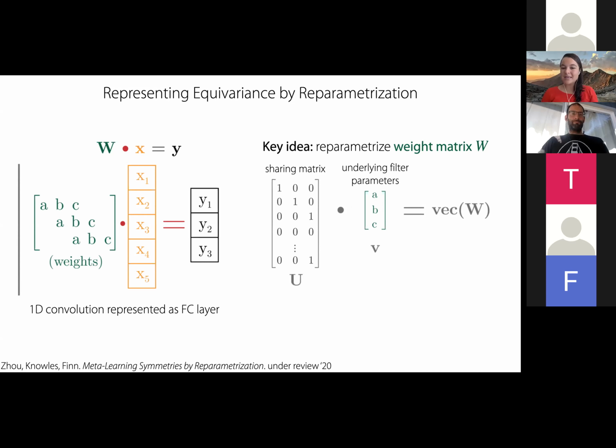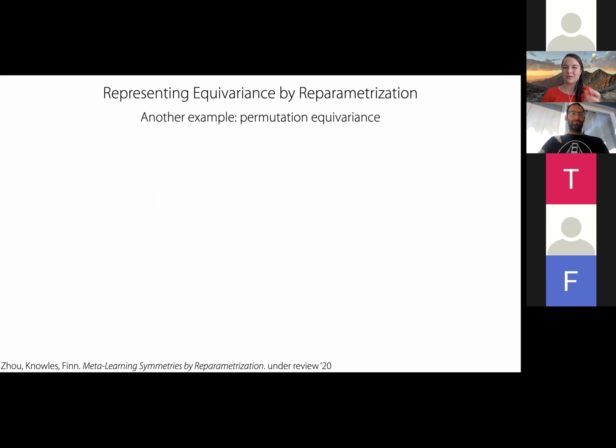We can then reshape that into the weight matrix here. The key idea is that the sharing matrix is going to capture symmetries, and the vector V will capture the underlying shared parameters. Okay, so that's the first idea. We can run through one more example.